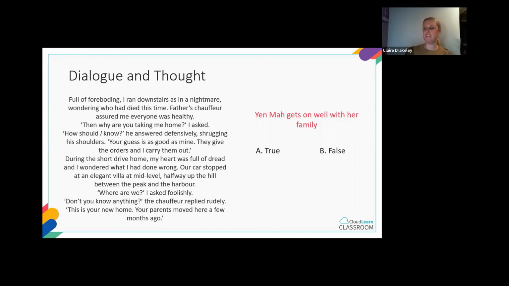Yeah, no, she definitely doesn't get on with her family. What's another way that we can see from this passage that she doesn't get on with her family? So there's the way that she thinks that something bad has happened. She thinks she's in trouble. Is there another example from this passage that we can see that she doesn't get on well with her family?